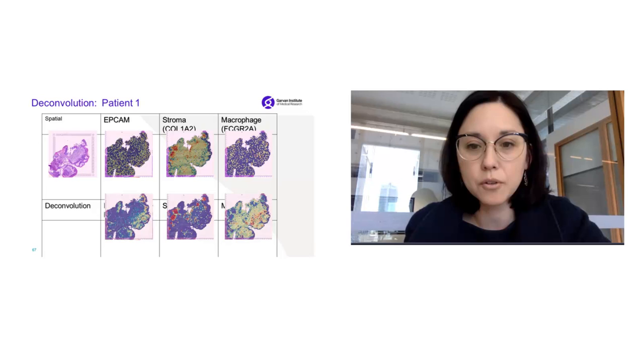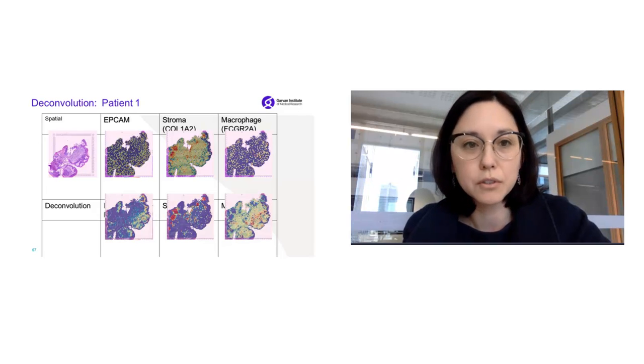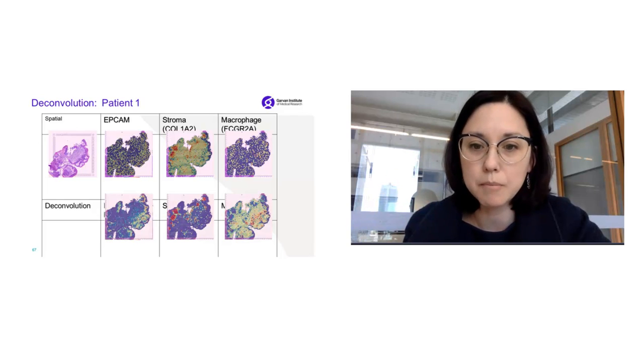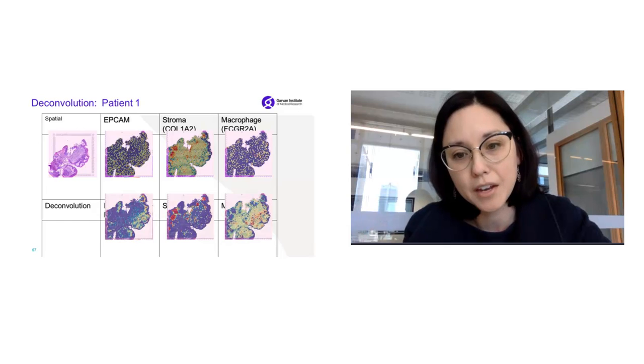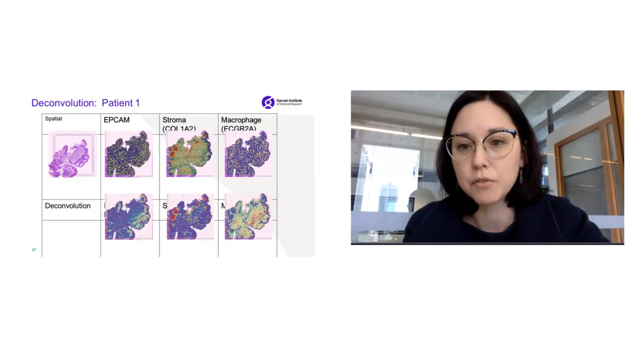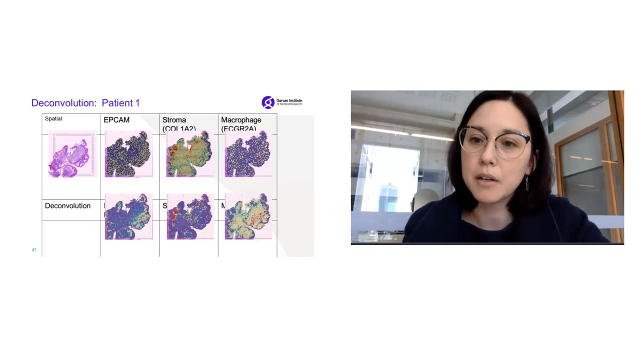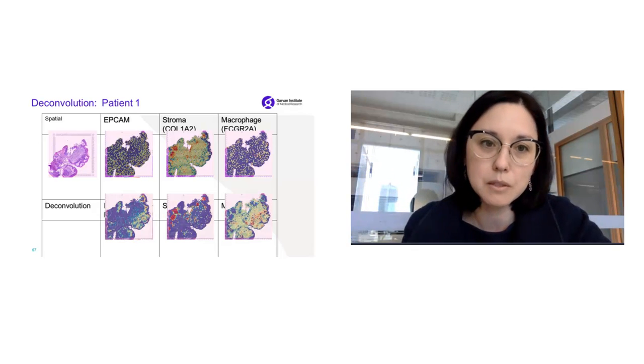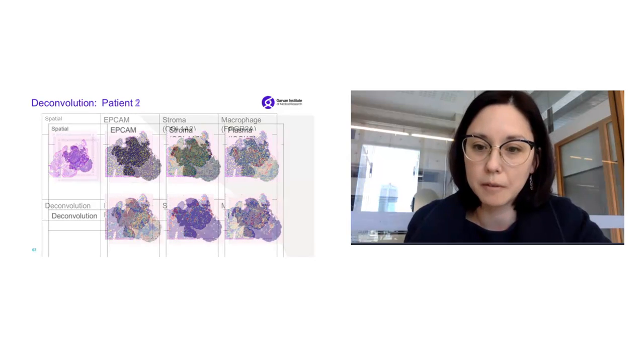But if you look down on the bottom row, that's where we've got deconvolution, where we've actually bioinformatically tried to work out what's in each spot. You can see that probably the EpCAM cells are just on the edge of the tumor specimen there. We've got a few spots of stroma, but that the macrophages are probably sitting just on the rim of that spot of cancer tissue on the right there.